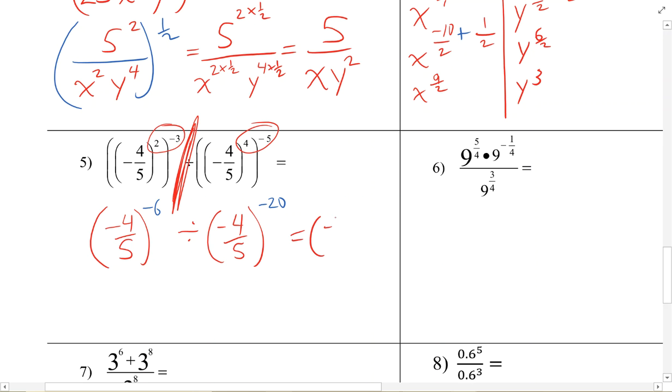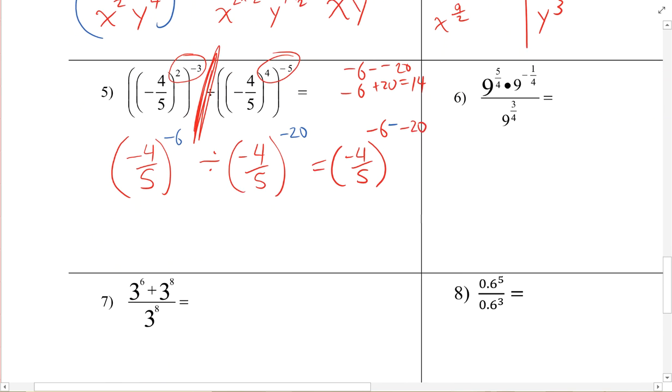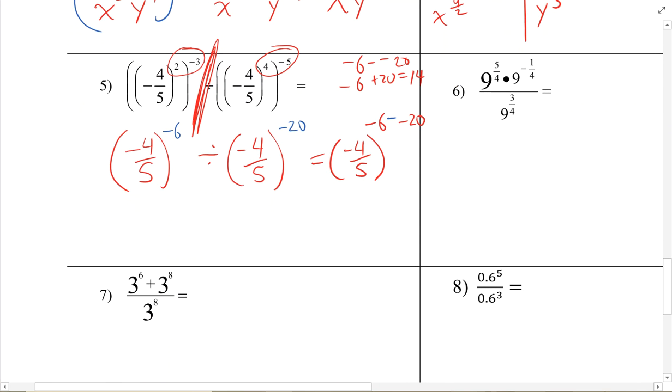Okay, negative 4 over 5, base stays the same. What do we do with our exponents? Subtract. So what's negative 6 minus 20? Minus negative 20, negative 6 plus 20, which equals positive 14. So we get negative 4 over 5 to the positive 14.